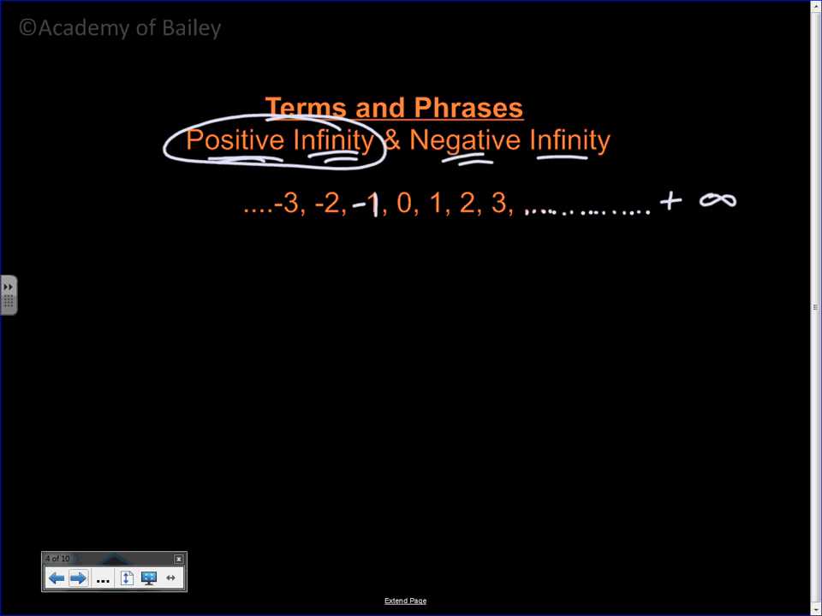Now what about in the negative part? If we go negative 1, negative 2, negative 3, negative 4, negative 5, negative 6, negative 7, and so forth, where is that going to stop? Well, it's not ever going to stop, because these dots tell me that it keeps going forever. So we say that it goes to negative infinity. Counting those numbers down towards the negative part, we'll go to negative infinity. And so those are some terms that we will also be using: positive infinity and negative infinity.